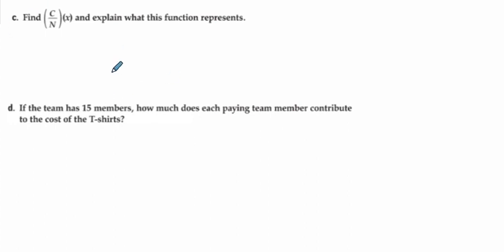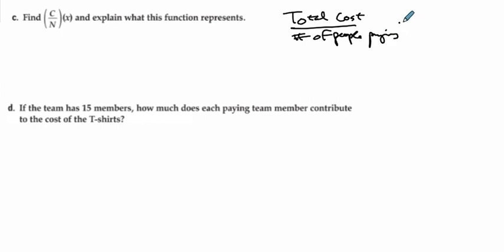All right, so where we left off is we are going to do a division problem here. It says C of N, so you're going to divide the total cost by the number of team members that are paying for the shirt. So what this function is going to represent, because think about this, this is total cost, and then this is number of people paying, and so what this will represent is the cost for each person paying.